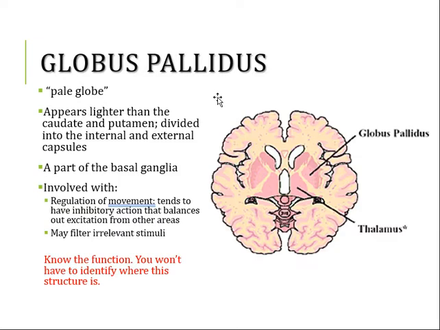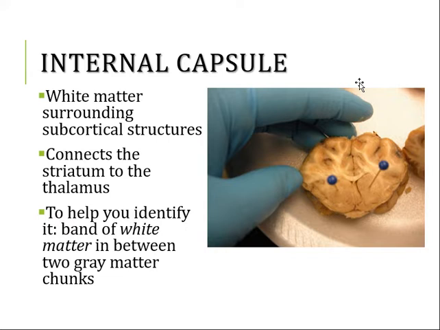That's our internal capsule, which is a white matter capsule surrounding subcortical structures, and it connects the striatum to the thalamus, which again, the thalamus is our sensory relay center to other parts of the brain. So to help you identify our internal capsule, it's a band of white matter between two chunks of gray. It helps get information from one area that's motor related to another area that's motor related very quickly, because it's a white matter structure, it's myelinated, so it's zooming.